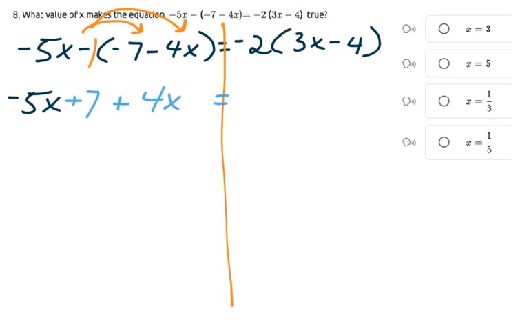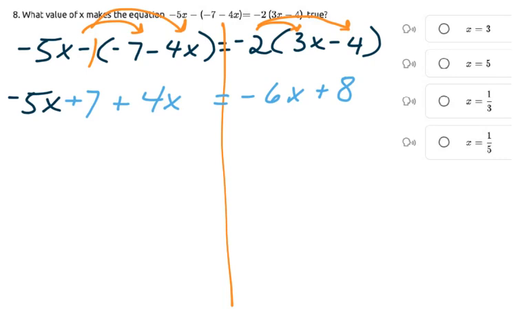That's going to equal whatever we distribute on the right side. So we got to do negative 2 times 3x and then negative 2 times negative 4. Negative 2 times 3x is negative 6x. Negative 2 times a negative 4 is going to be canceling out, making it a positive, and 2 times 4 is 8. And we've kind of got that simplified down the right.